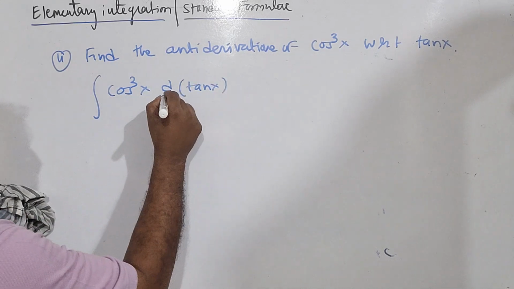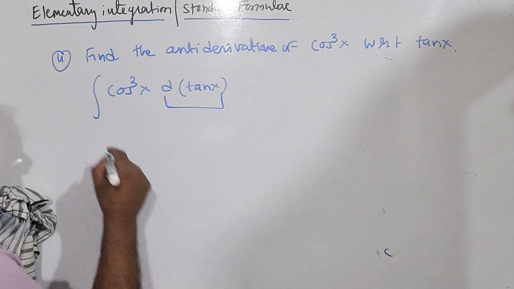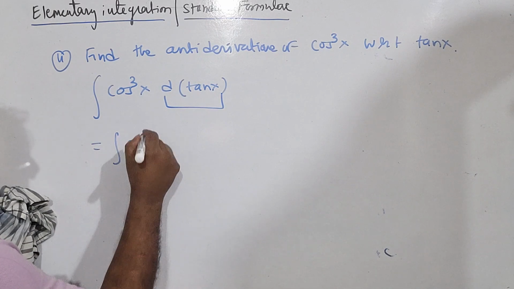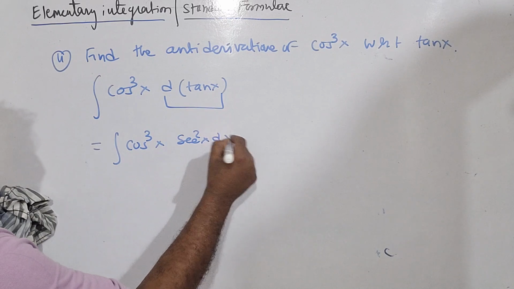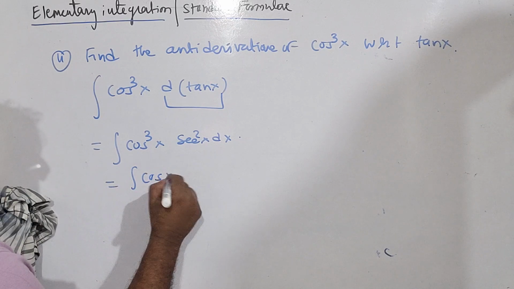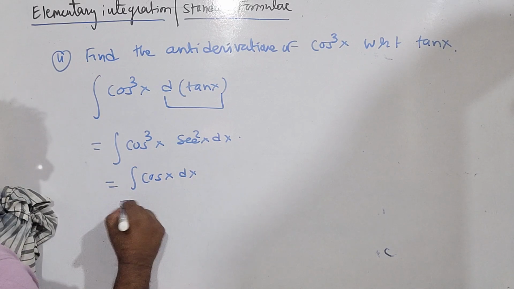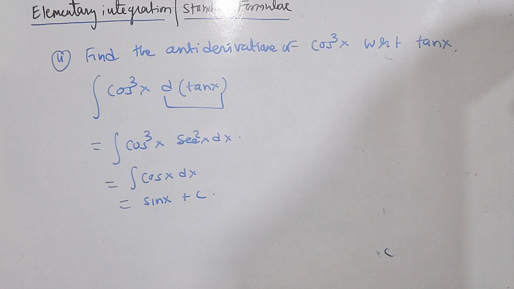So first of all, we have to find this d of tan x, that is the differential of tan x. So cos cube x, the differential of tan x is sec square x dx. So this is simply the integral of cos x dx, no? And that is simply sine of x plus c. Correct? Okay. This problem is over.